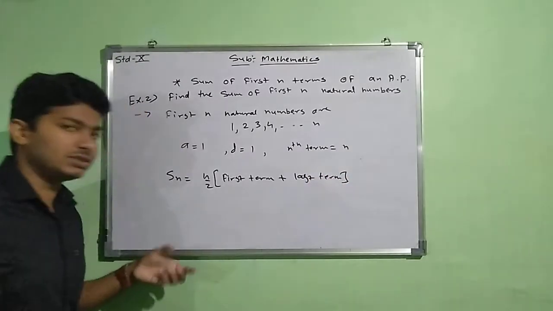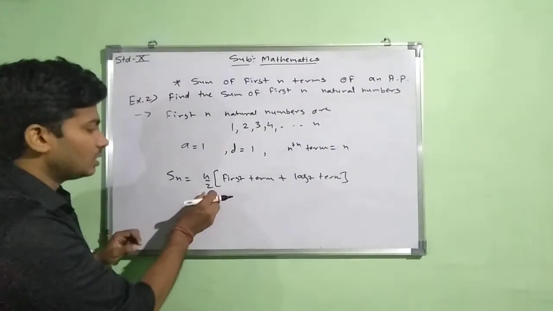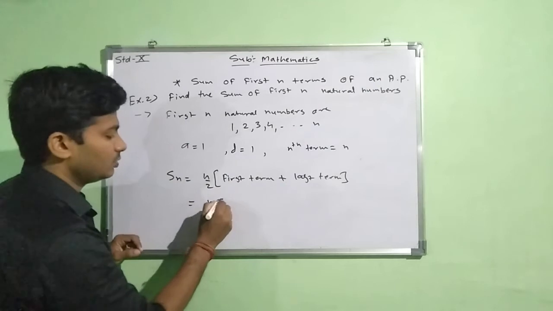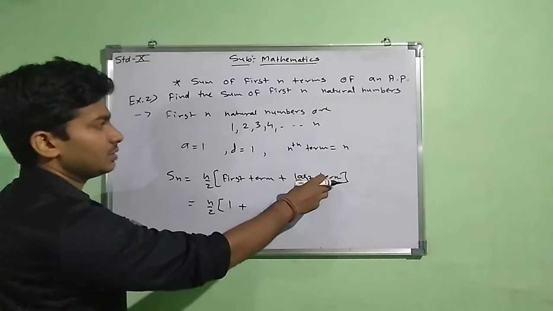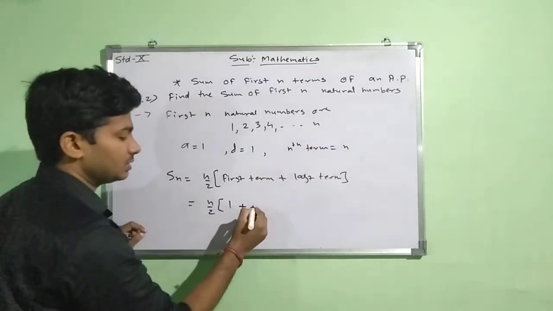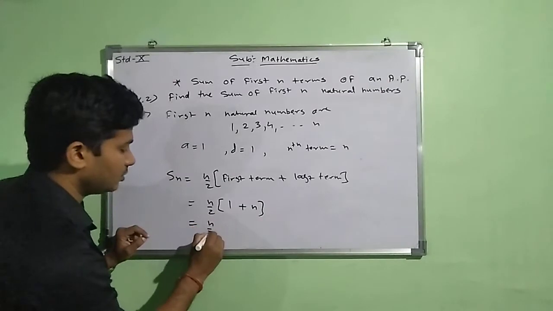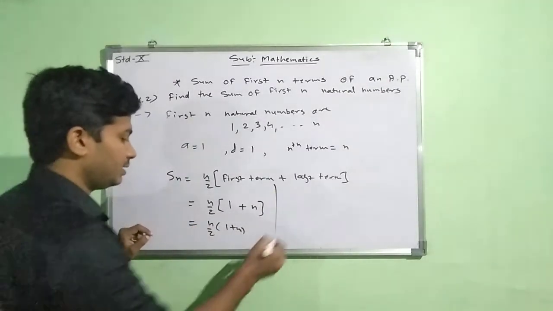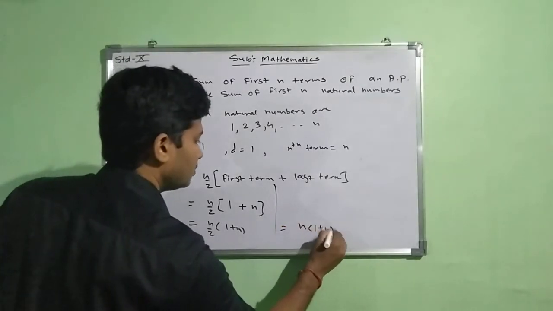Or you can either use the formula that we have derived earlier. Both give the same answer. Now we have to substitute the values. The value of n is n by 2 inside the bracket, first term is 1 plus last term, which is the nth term, n. After substituting, we get n by 2 inside the bracket 1 plus n, or we can write it as n into bracket 1 plus n by 2.